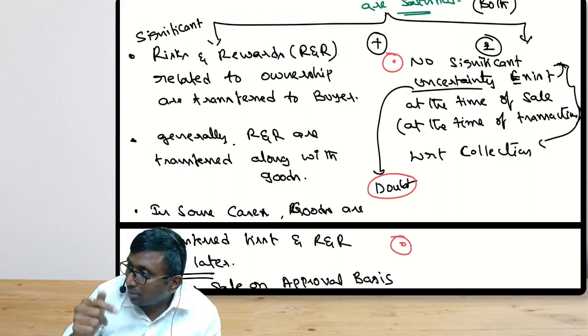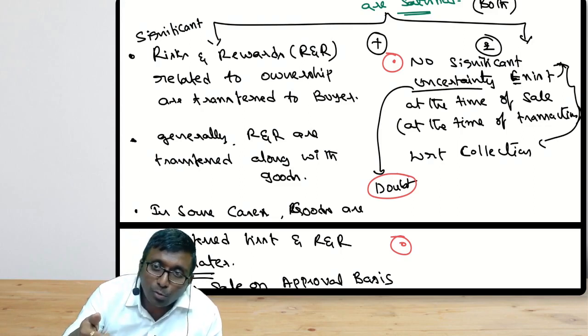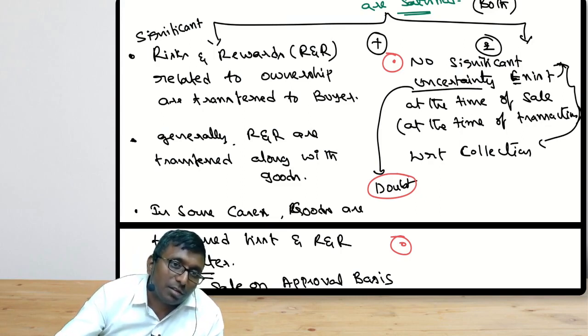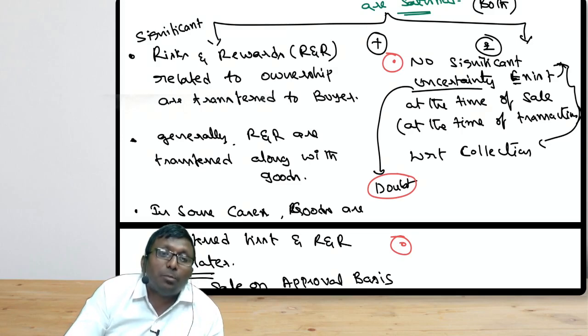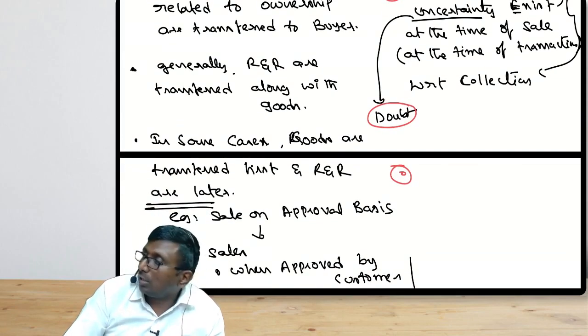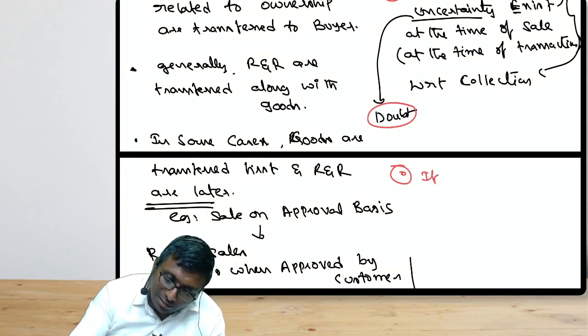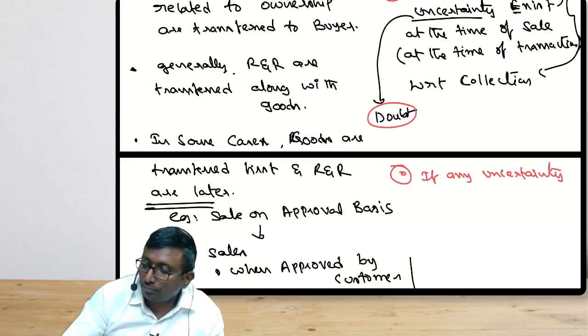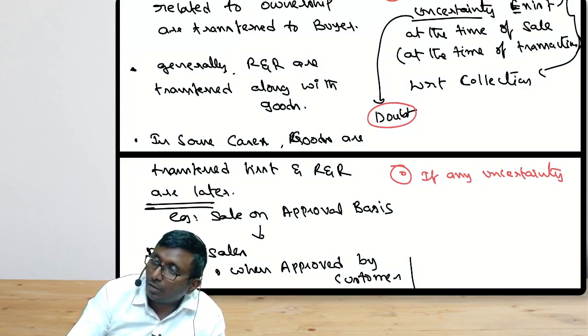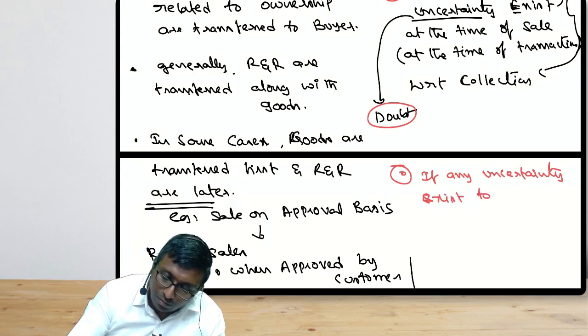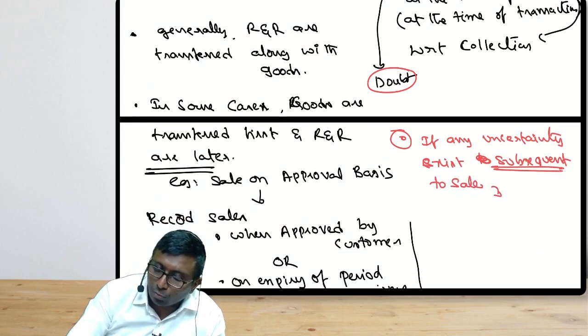Now, subsequent uncertainty, what are you supposed to do? Provide for the doubtful debts or allowance for doubtful debts, but you are not supposed to reverse it. Correct? Note down. If any uncertainty exists subsequent to sale, then what are you supposed to do?